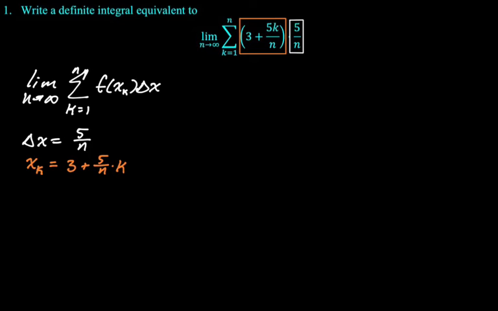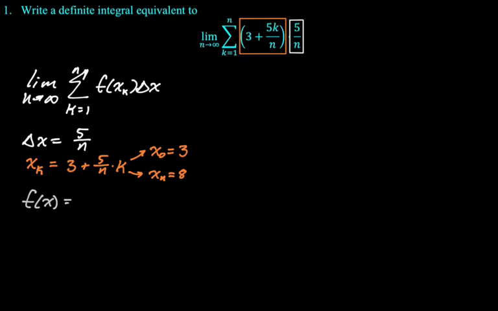A totally valid other option would be to say that x sub k is just 5k over n, but I didn't do that here. Based on this, I now want to find x sub 0, which is where you're starting your integral, the lower bound. You plug in 0 for k and you just get 3. I also want to find x sub n, where I plug in n for k, so I get 3 plus 5, which is 8. So I'm going to have bounds of 3 to 8. And now I need to know what the function is. Well, if x sub k is 3 plus 5k over n, what did I plug that into to get this thing? It must have just been f of x equals x.